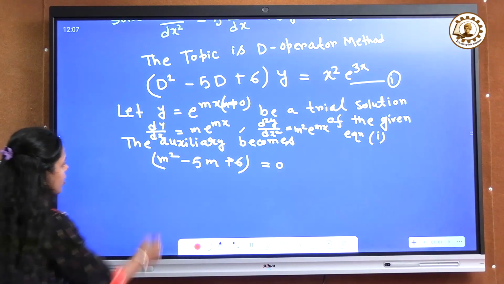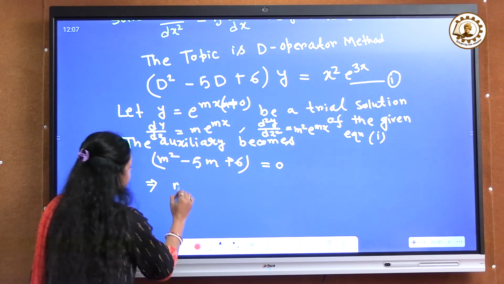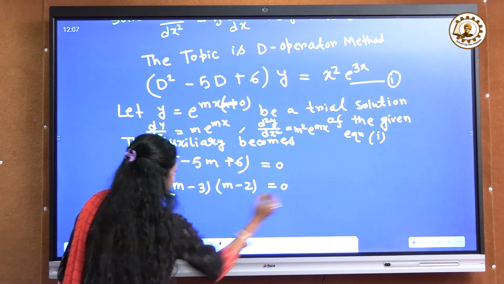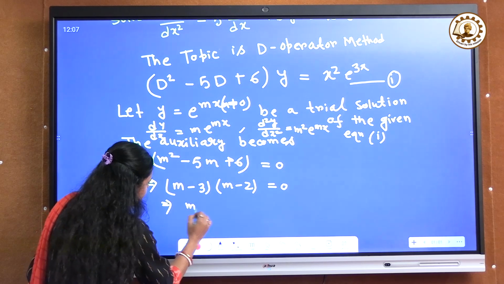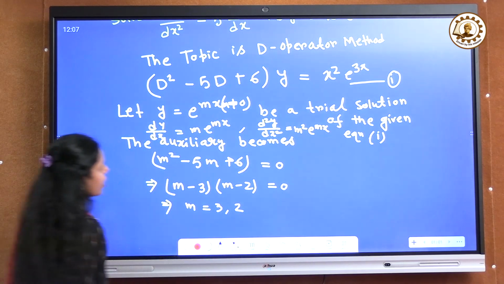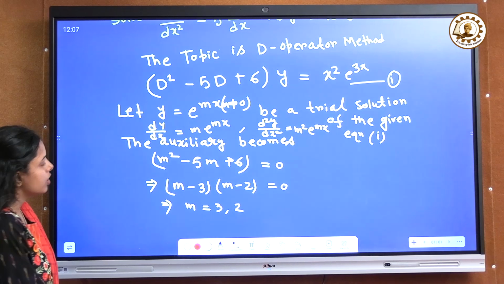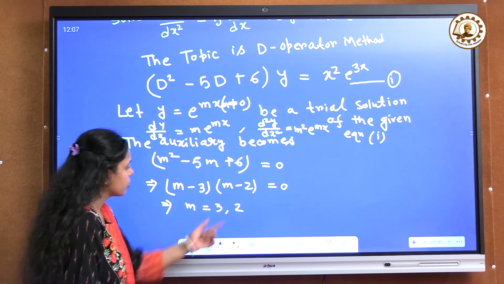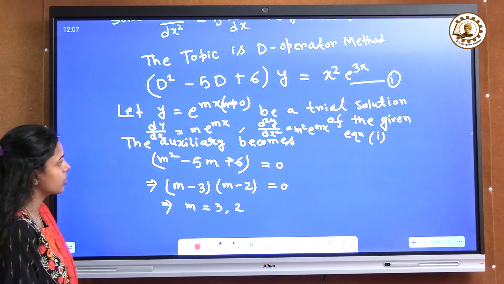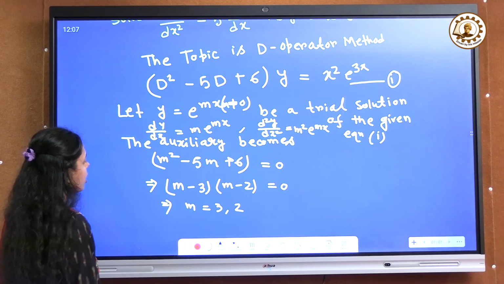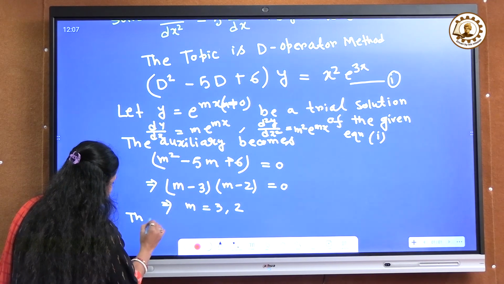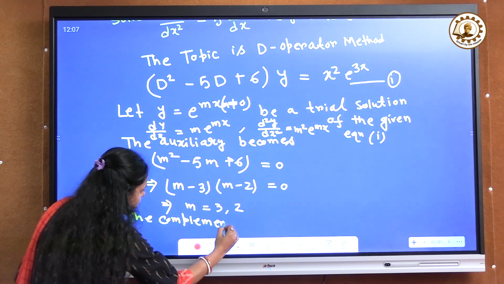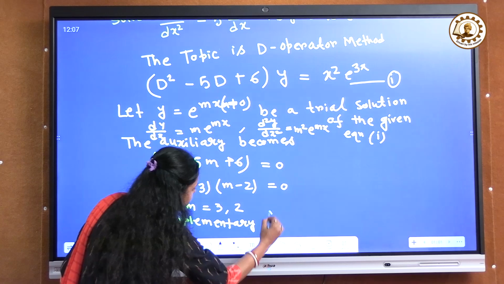Here we solve by factorization: (m minus 3) times (m minus 2). So the values of m are 3 and 2. Here we know that in the differential equation m equals 3, 2, so we take arbitrary constants C1 and C2. So the complementary function becomes the complementary function.